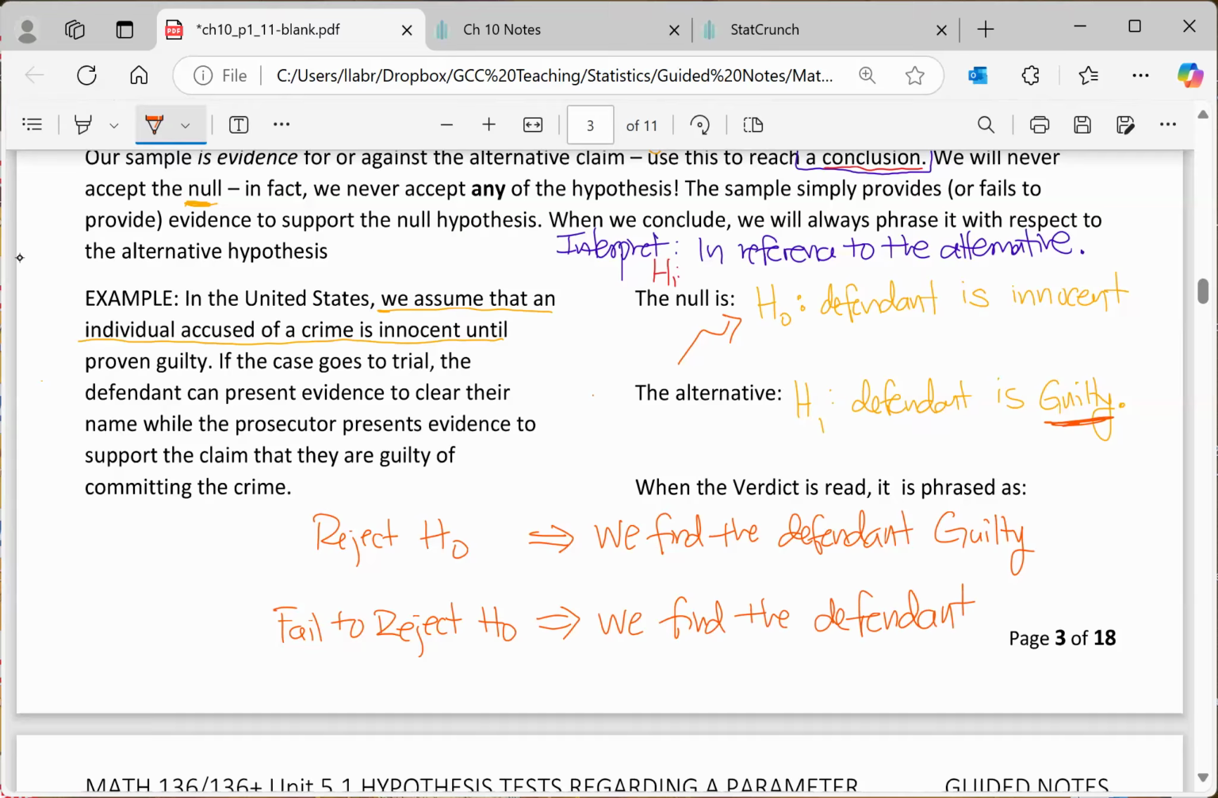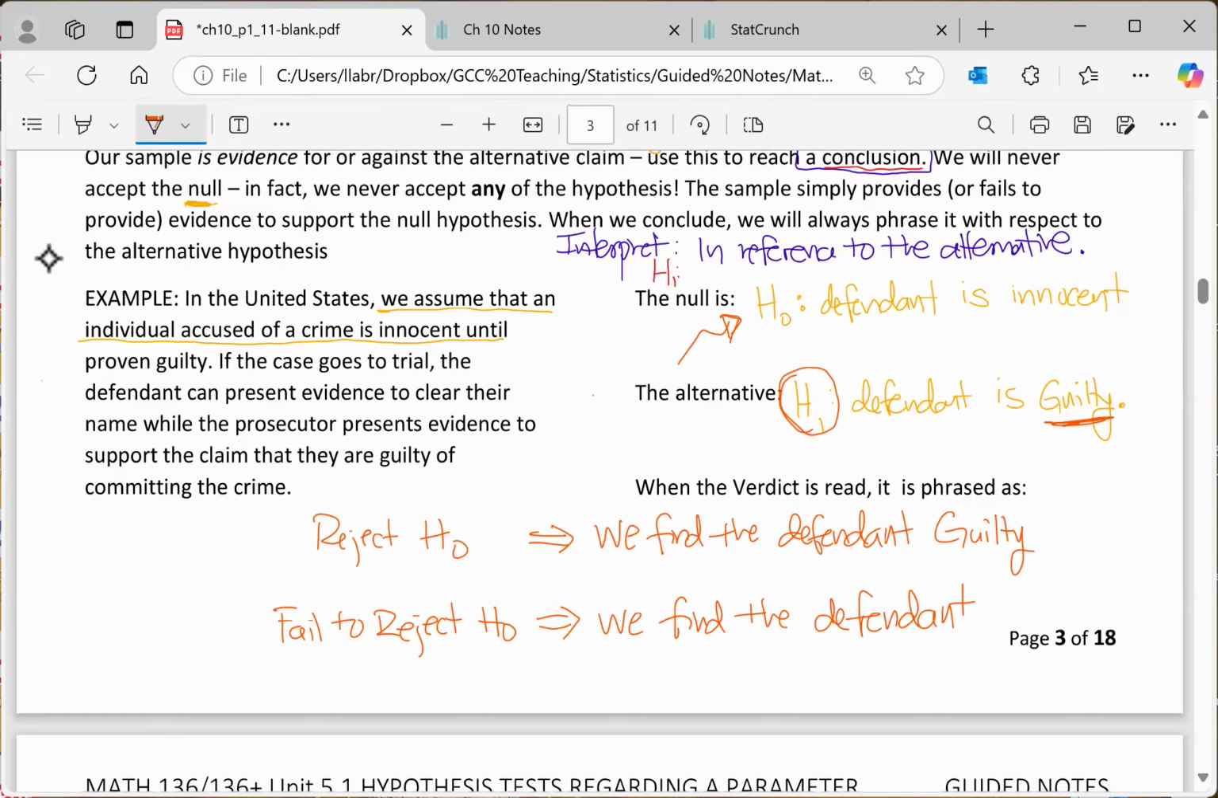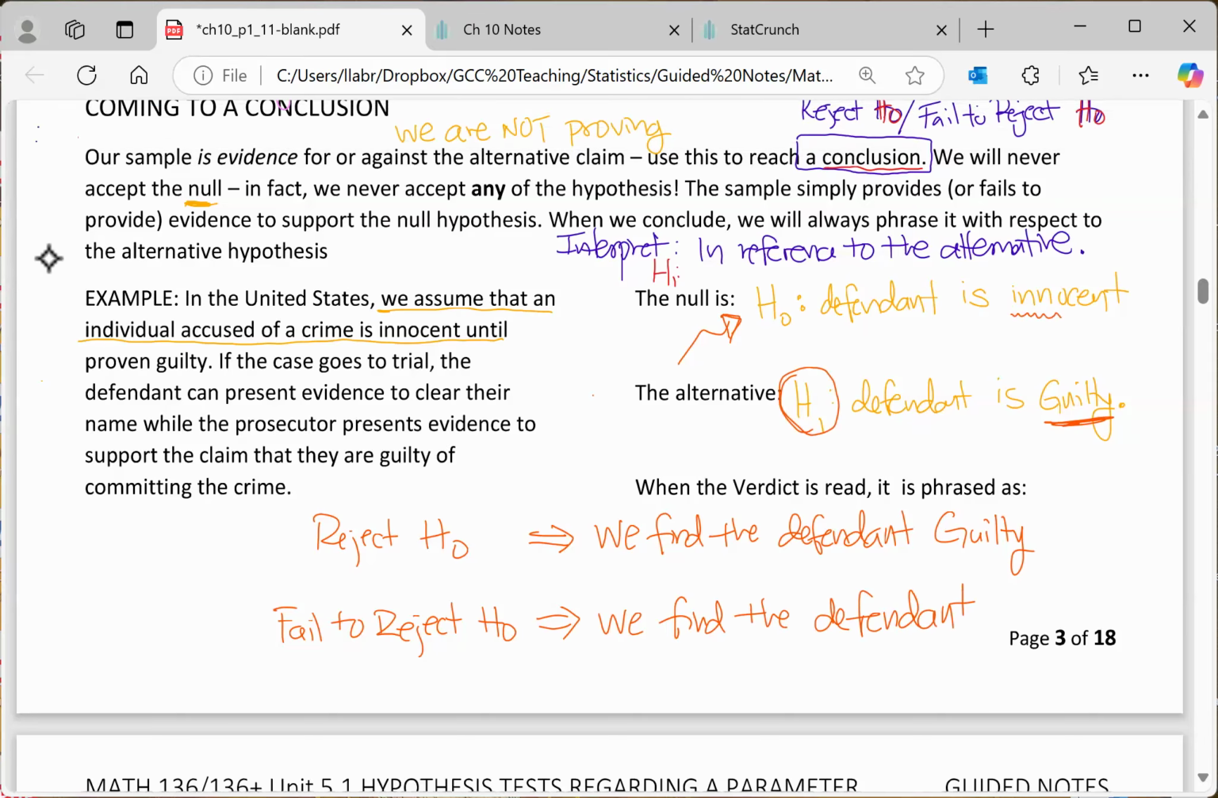Now, something interesting happens here. Always talk about H1, because if you are not able to reject H0, it doesn't automatically mean that the person is innocent. So you're not going to say we find them innocent. You're going to say the evidence wasn't convincing enough for me to say that this person is guilty. So I'm just going to say we find the defendant not guilty.